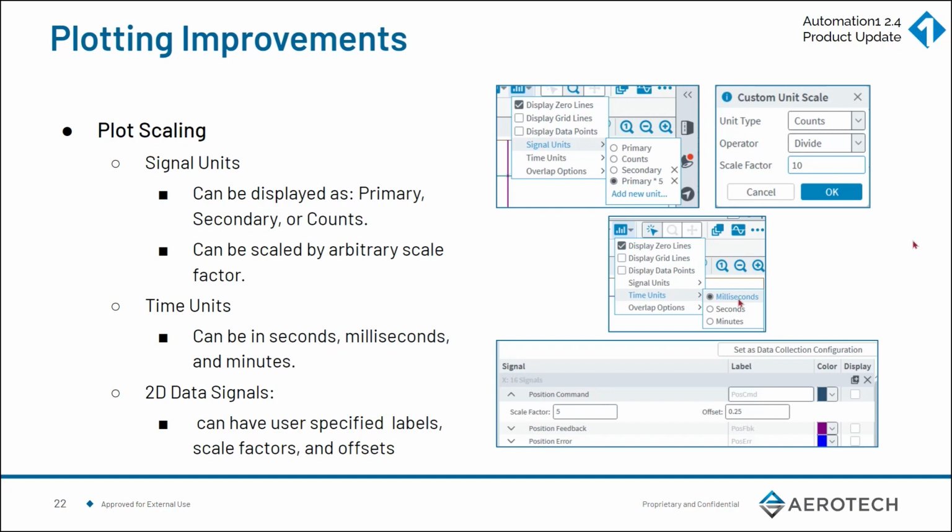And then finally, for the 2D signals, you can have user-specified labels, scale factors, and offsets, which you see right here in the image. You can specify your scale factor, your offset, then change the label for something like the position command. Here, POS CMD is your default label, but you can rewrite that to make it whatever you want it to be.